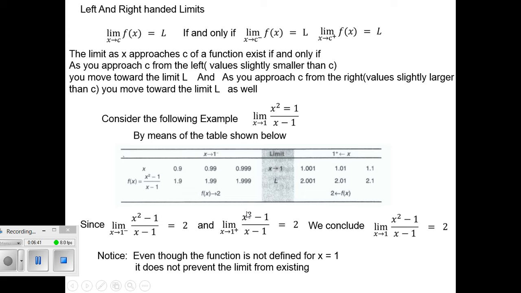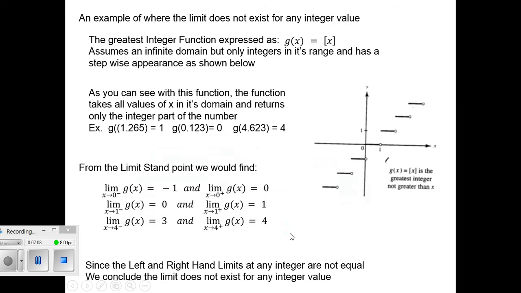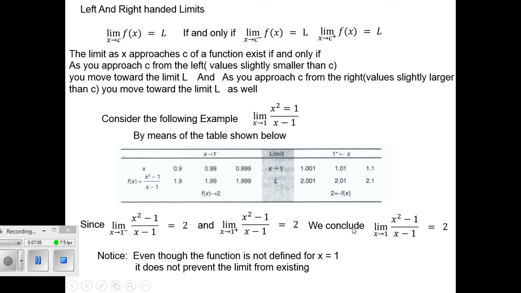So therefore we're going to say down here, since the limit as we approach 1 from the left side, the negative side, is equal to 2, and the limit as we approach 1 from the right side, slightly larger values, is equal to 2, we're concluding that the limit as we approach 1 is equal to 2. Even though the function is not defined at 1, the limit does exist, and in this case is equal to 2.